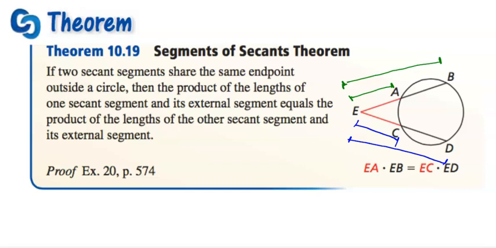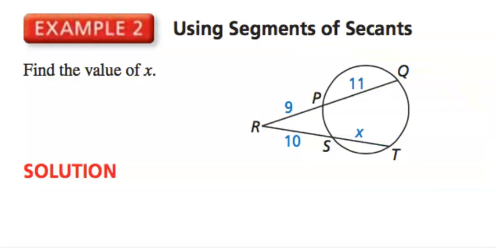Alright, so let's take a look at an example. That's for you guys for later. So 9 and 11: this one is saying 9 times 9 plus 11, the entire segment, is going to equal 10 times 10 plus x, which is the entire segment as well.